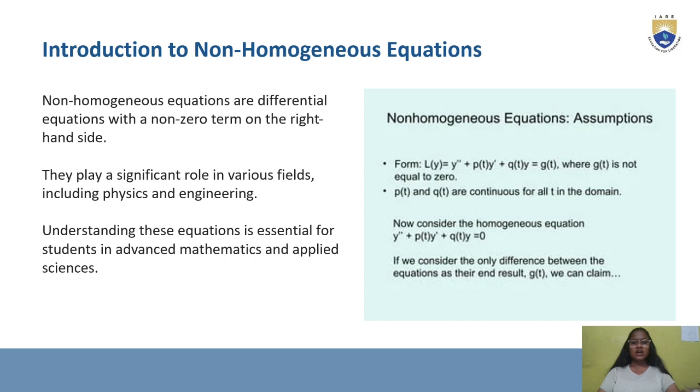Non-homogeneous equations are differential equations with a non-zero term on the right-hand side. That means there is a non-zero term instead of a zero. If there is a zero, that is considered a homogeneous equation. They play a significant role in various fields, including physics and engineering. Understanding these equations is essential for students in advanced mathematics and applied sciences.